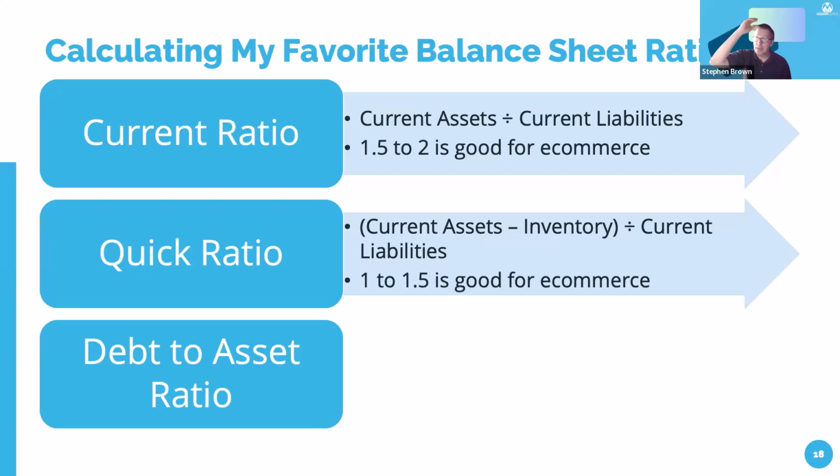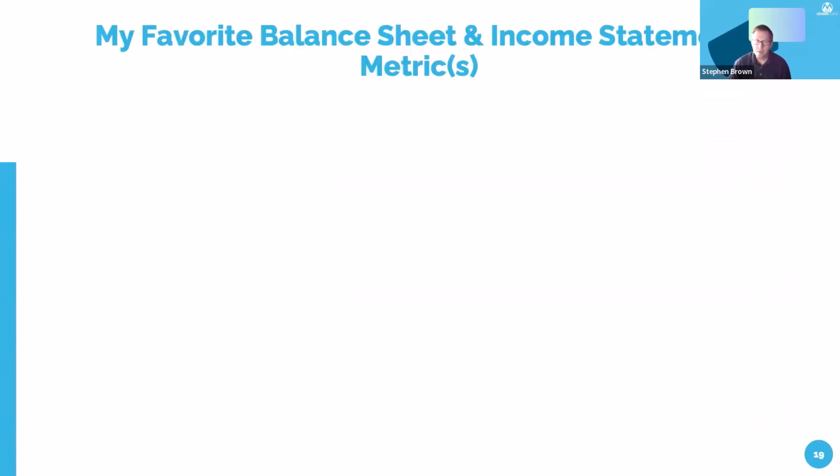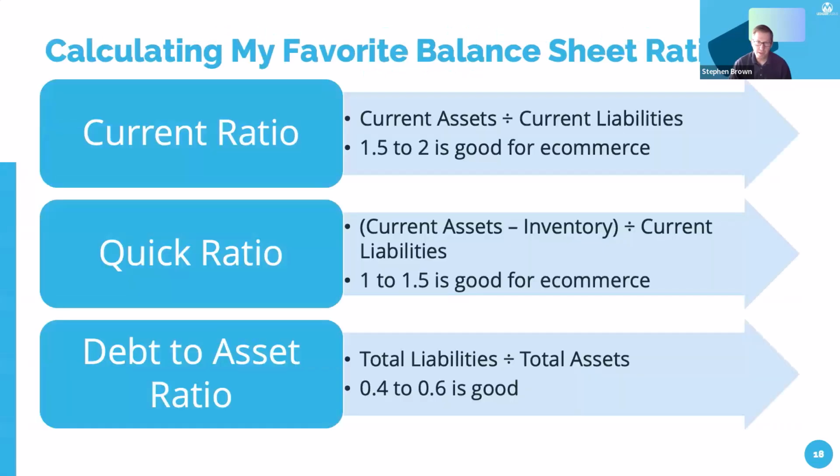If you exclude that inventory, 1 to 1.5 is considered good. Again, you don't have to be at this level, but these are kind of good targets. Your debt to asset is basically you're taking your total liabilities divided by your total assets. And so it's basically how leveraged are you against your assets, and 0.4 to 0.6 is considered good. Let me talk about those, and then I'm going to come into this one because this one's a little bit gnarly.